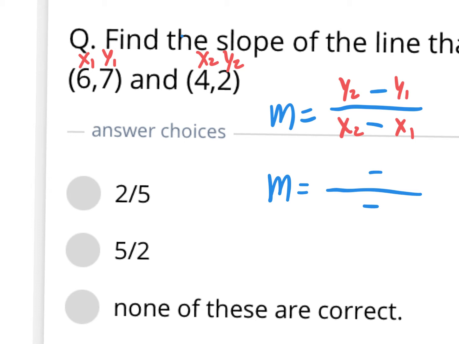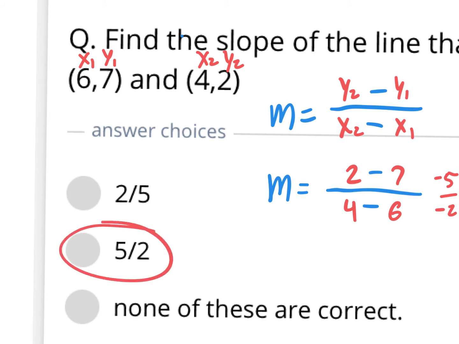So y2 is 2, y1 is 7, x2 is 4, x1 is 6. 2 take away 7 equals negative 5 up on top, and on the bottom 4 take away 6 is negative 2. And we know that a negative divided by a negative is a positive. So there's your answer, positive 5 over 2. You can't reduce it. That's all you could do.